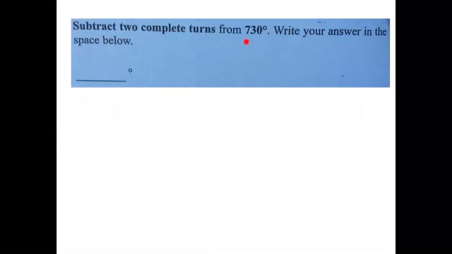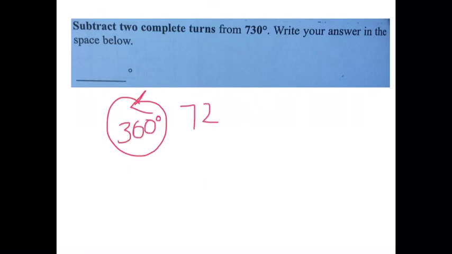Subtract 2 complete turns from 730 degrees. Well, 1 complete turn is 360 degrees. 2 of them is 720. You have to take it from 730, so the difference is 10.